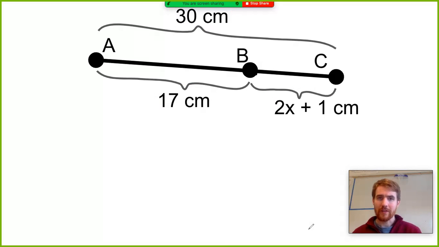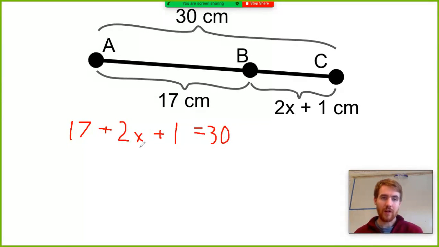Another way you could solve it is you could think, all right, I'm going to keep guessing numbers that go here until I figure out what works. This way might take a little bit longer, but if you're good at guessing, it could be quicker. So you know that 17 plus 2x plus 1 equals 30. You want to figure out what goes here. What is this x? So we can actually go ahead and replace this x with just something in parentheses. Maybe I'll use a different color here. And what's it going to be?